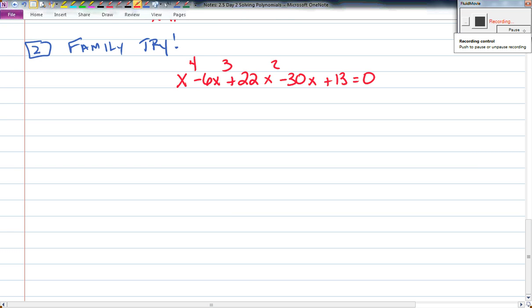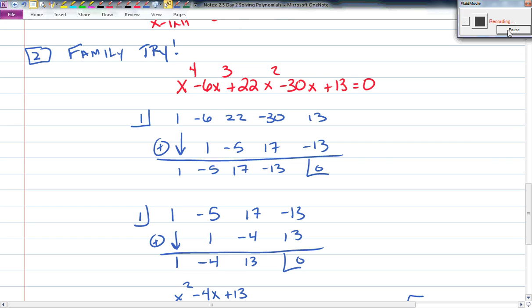Okay, so in your families, please try and solve this polynomial equation. X to the fourth minus 6x to the third plus 22x squared minus 30x plus 13 equals 0. I will tell you right now, your zeros are a mix of real and complex.